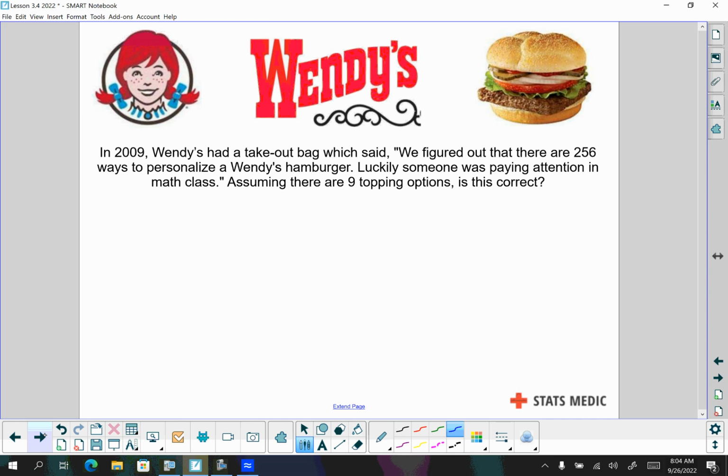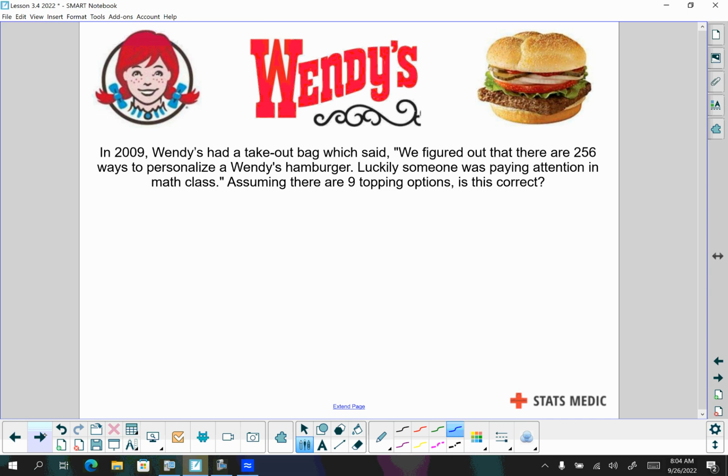You can get it plain, no toppings, or 1 topping and you can pick any of them, or 2 toppings and you can pick your combination of the 2, 3, 4, all the way up to you can get all 9 toppings. Doesn't matter what order I choose toppings in. Like if I get ketchup and mustard, is ketchup on there first and mustard on there second different than if I order my burger mustard ketchup? It's the same, right? Okay, so order doesn't matter, so we're for sure using combinations.